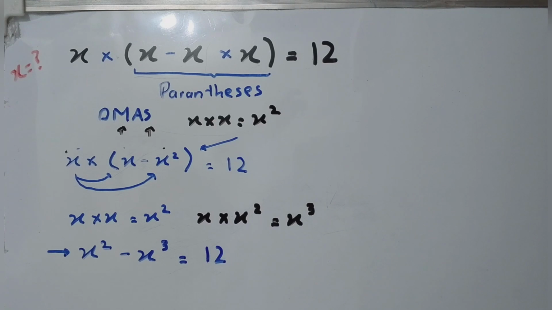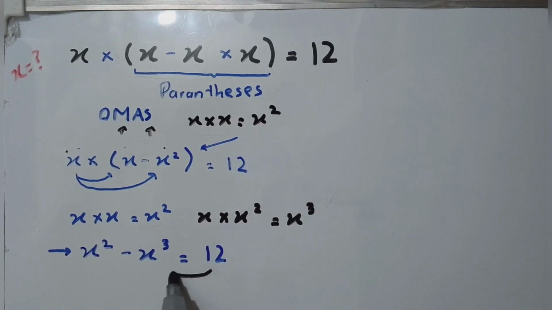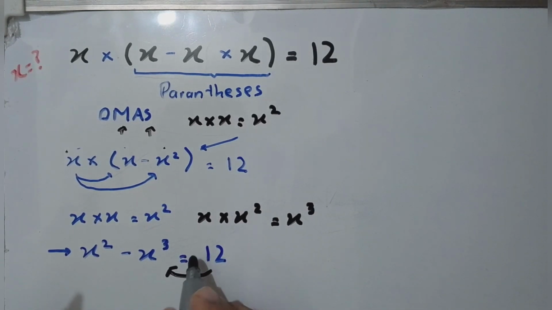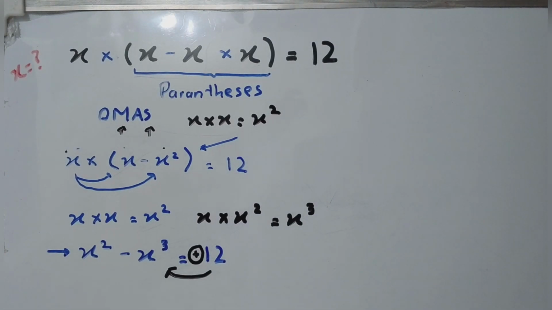Step number 3 is to rearrange the equation. How to rearrange it? Let me show you. We would bring 12 from the right hand side to the left hand side. Here it is positive, and when it comes to the left hand side it would become negative. How would this help us? This would help us because the whole of our equation would now be on the left hand side and equal to 0.